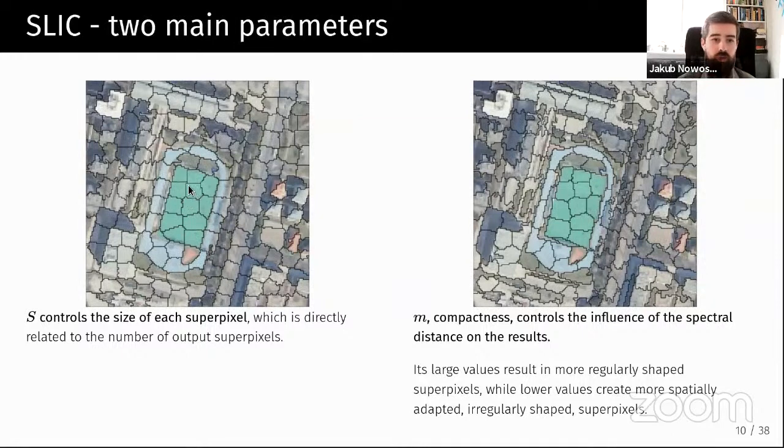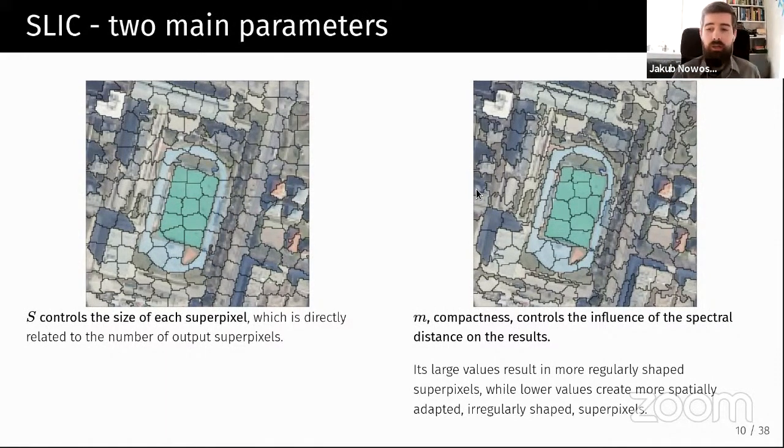The left one has a slightly larger M value. So that's why we've got more big superpixels looking like squares. While on the right, this value is smaller, so we care more about value distance. And that's why our superpixels could be less regular, so they fit more into the value space.